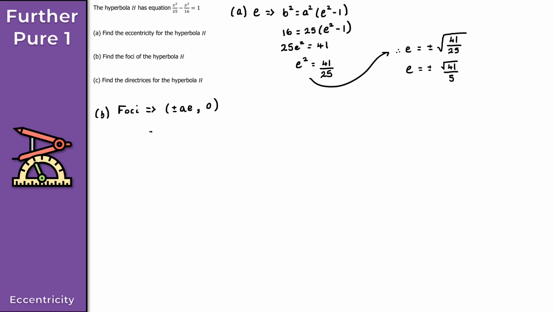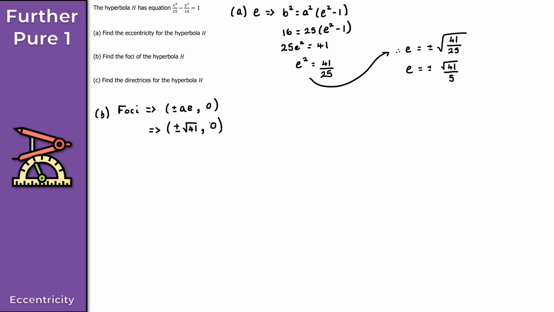Okay, so in that case then, what we get here is the following. So we get plus or minus a, that is the square root of 25, so that's 5. So I get 5 times by root 41 over 5. So in that case, the 5s will just cancel, right? So all I actually get left with here is plus or minus root 41. Okay, that's my x coordinate. And again, my y coordinate is always just 0. Okay. And there we have it. So nice and straightforward. That gives us the solution to part B.